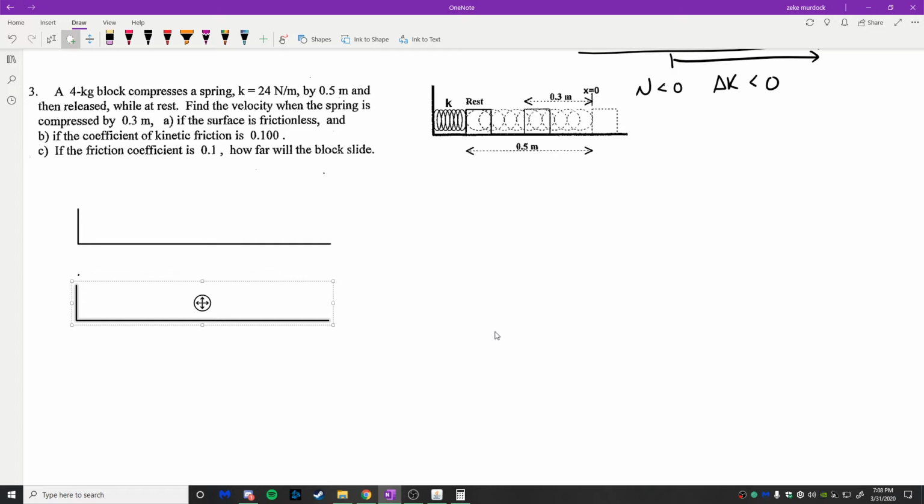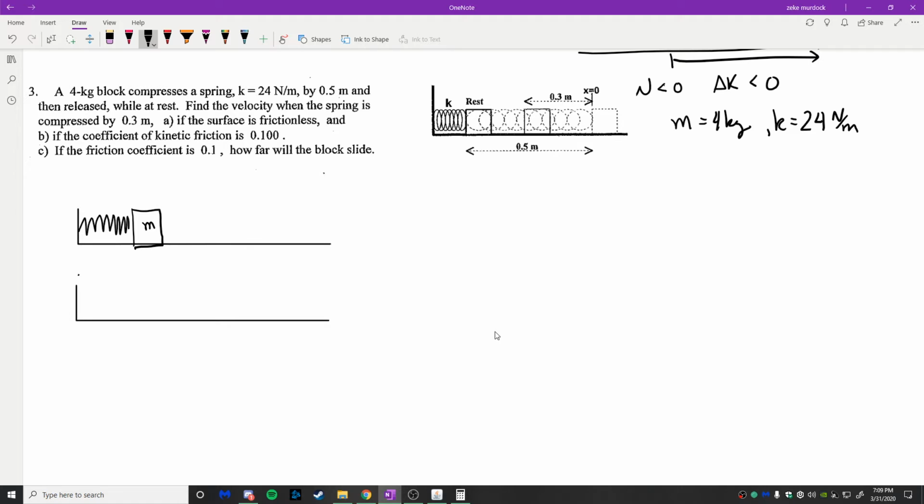So we have a system where you have a block here that's connected to a spring. Now I'm going to draw the spring a little bit differently. I'm just going to make the spring kind of this little jagged thing right here. But our box and spring start off in this position. It's a 4 kilogram block. We're going to call that M. So M is going to be equal to 4 kilograms. And it says that you have a spring constant K that's equal to 24 newtons per meter. That's the strength of our spring.